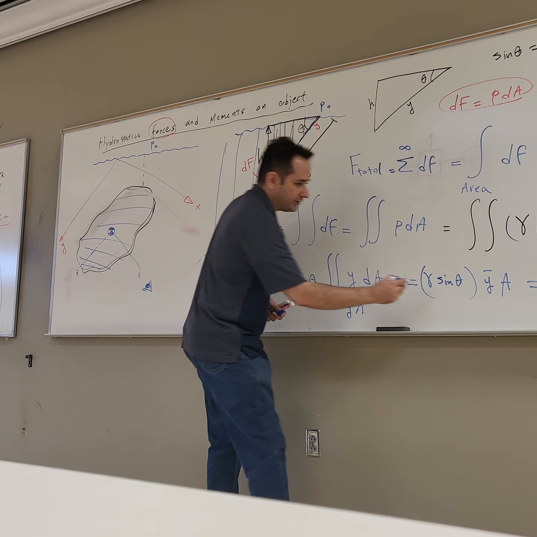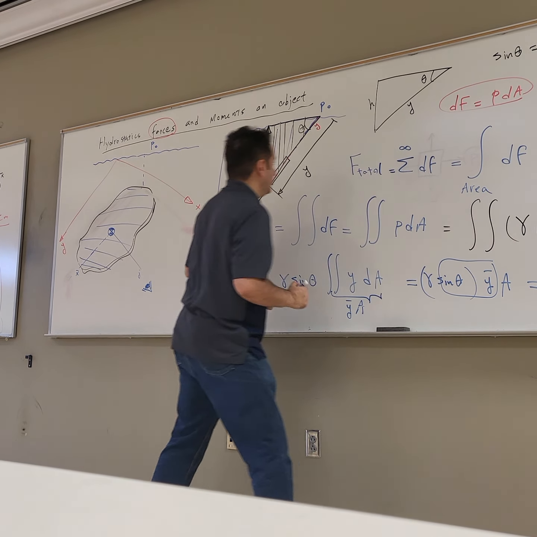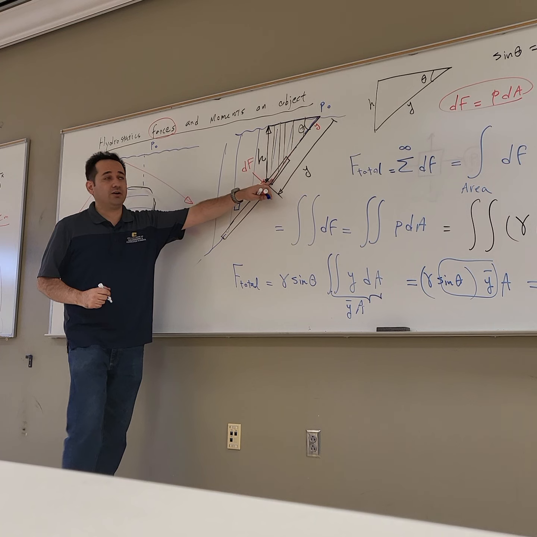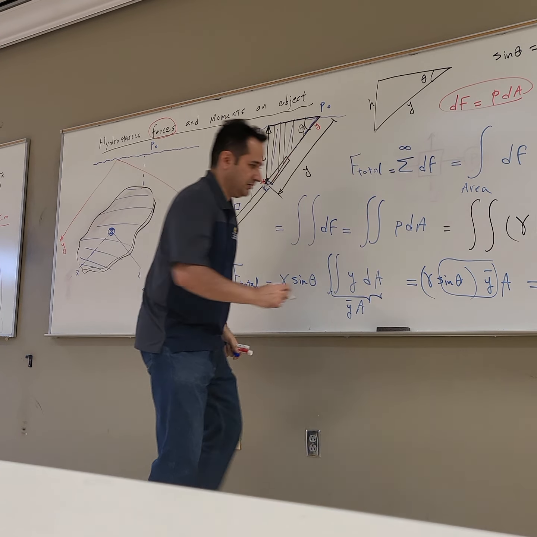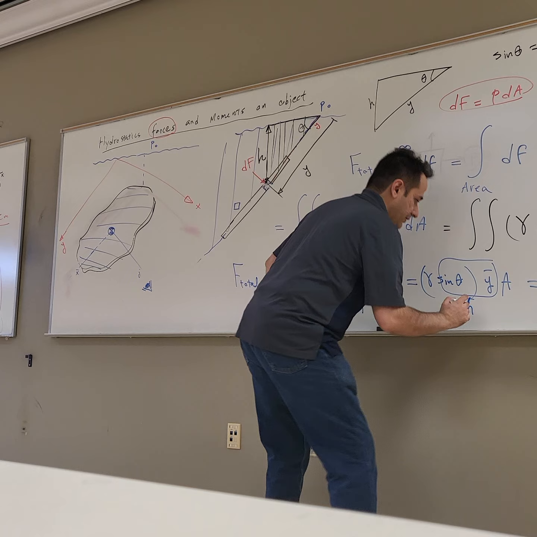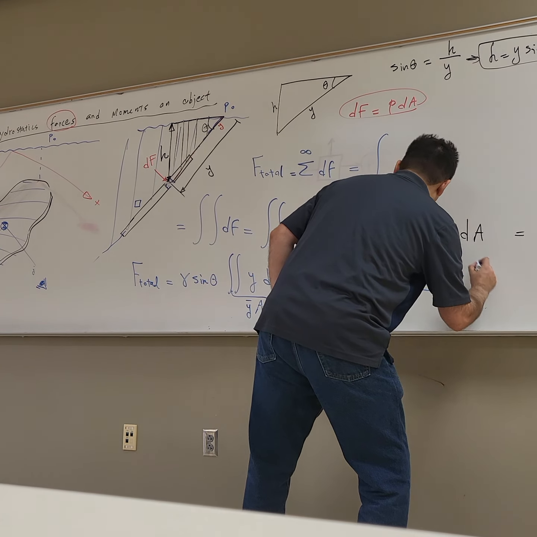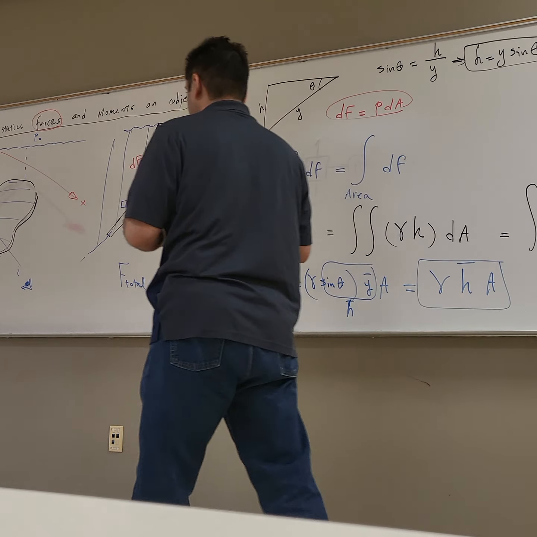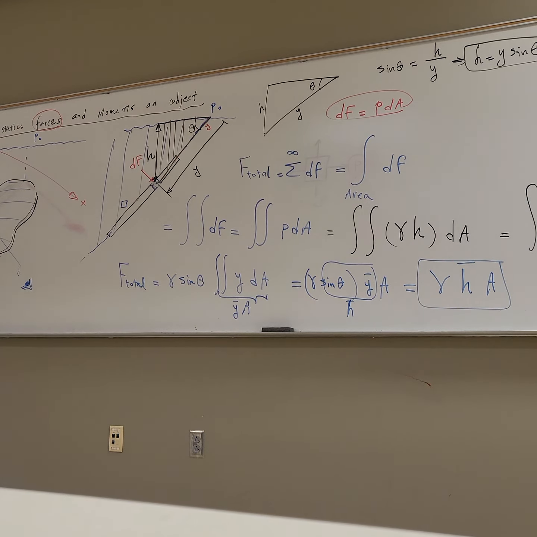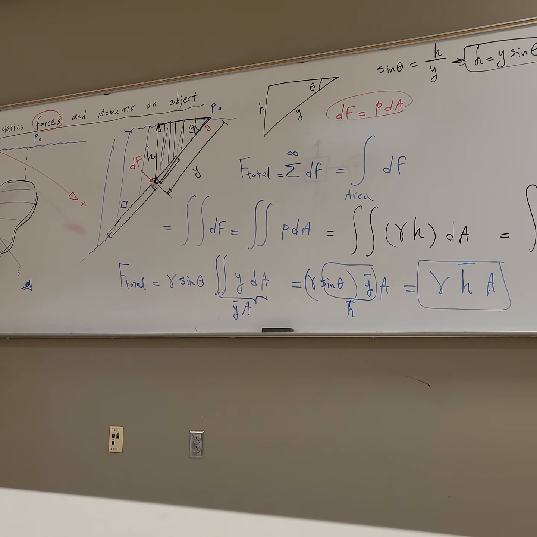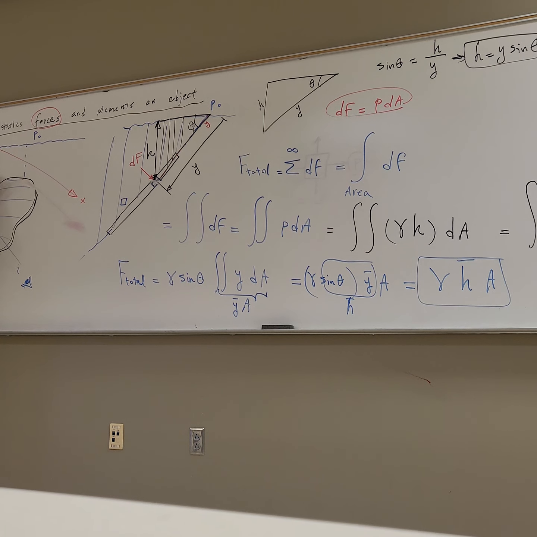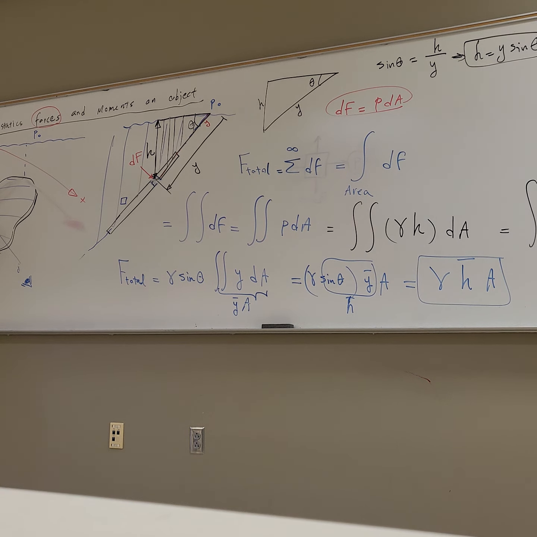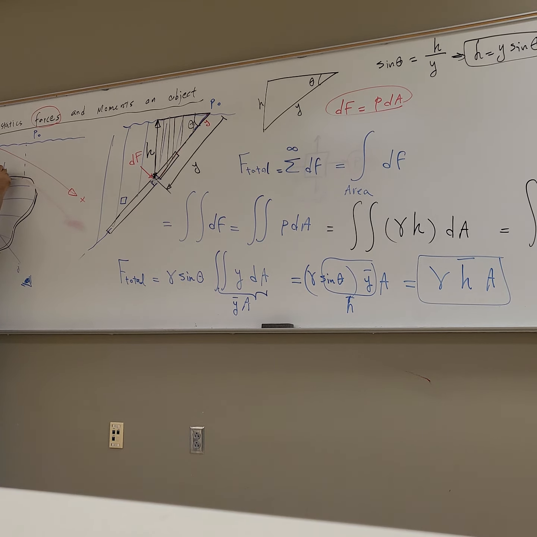What can I write for y bar times sine theta? Look at this triangle again. Y bar sine theta is what? H bar. So the final answer is gamma H bar times A. That's it. This is my first result for today. The resultant force, the net force, F total, its magnitude is equal to gamma H bar times A.